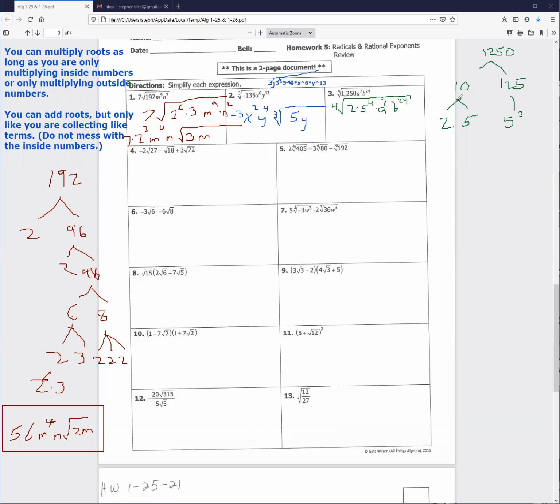All right, outside numbers. 5 times 2 is 10. Inside numbers, we've got -3 times -36 is -108. W squared, W cubed, this is W to the 5th. All right, and now 108. 108 is equal to, we need a triple, 27 times 4. And 27 is 3 to the 3rd.